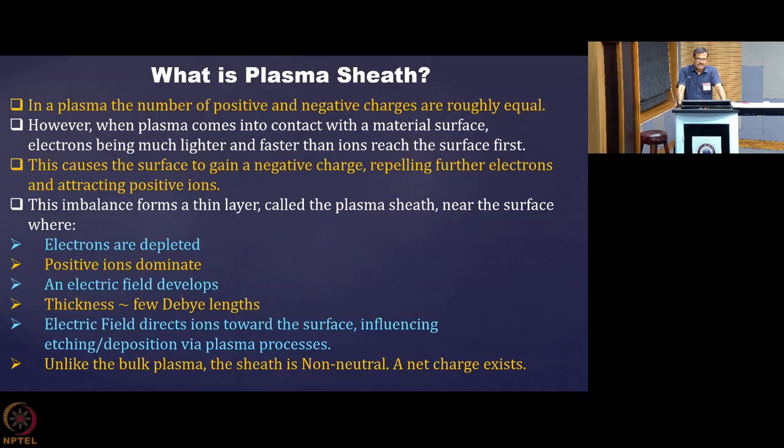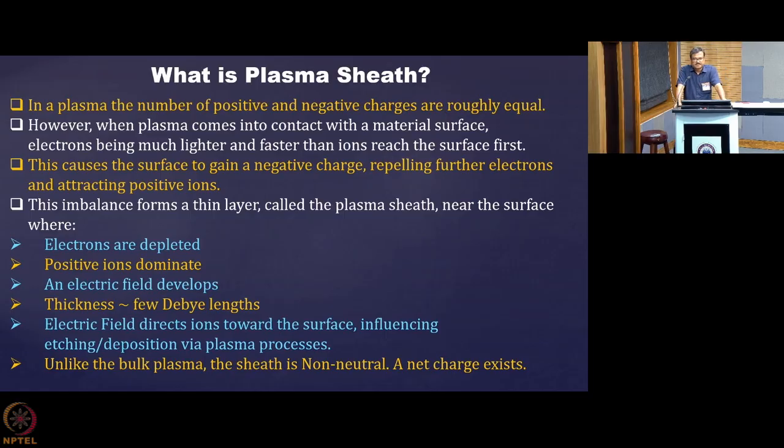So what are the very special features of this layer? The electrons are depleted. Why? Because of the negative charge on the surface, it is repelling the electrons and not allowing them to reach that region. But that is very favorable for the positively charged ions. So in this region positive ions dominate, and as charges of one polarity are more populated in that region, that is definitely generating an electric field in that region.